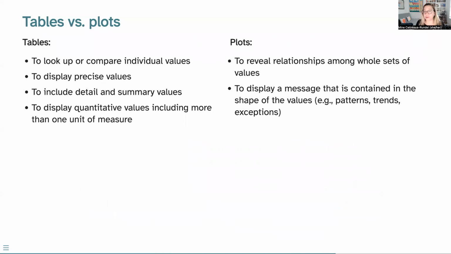So when do we choose to do a table versus when do we choose to do a plot? Tables are good for looking up or comparing individual values, to display precise values, to include detail and summary values, and to display quantitative values, including more than one unit of measure. And plots are useful to reveal relationships among whole sets of values. So this idea of seeing trends increasing or decreasing tends to be a lot harder with a table, and plots display a message that's contained in the shape of the values: patterns, trends, and exceptions.